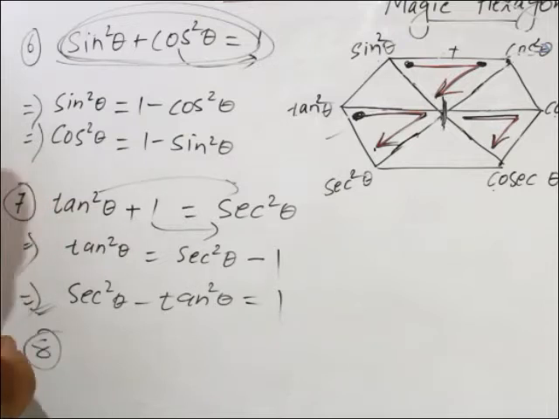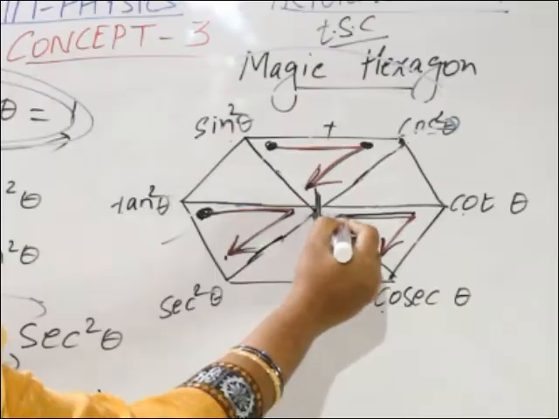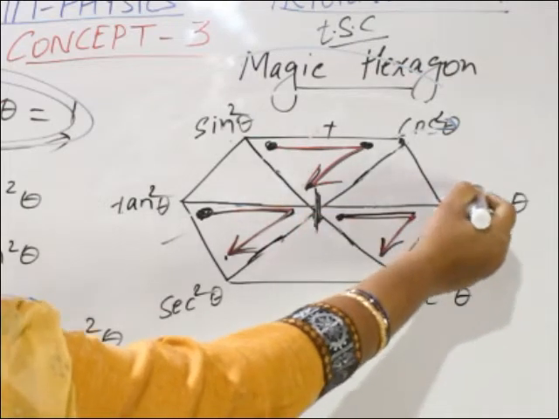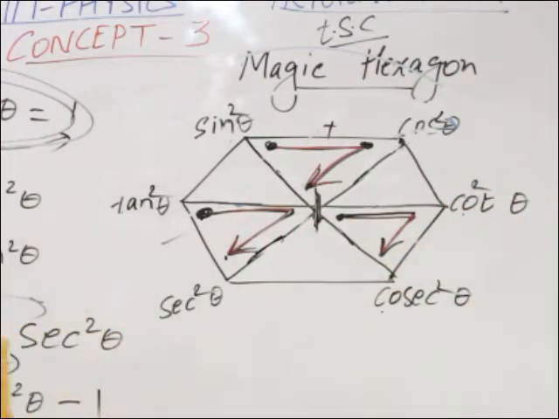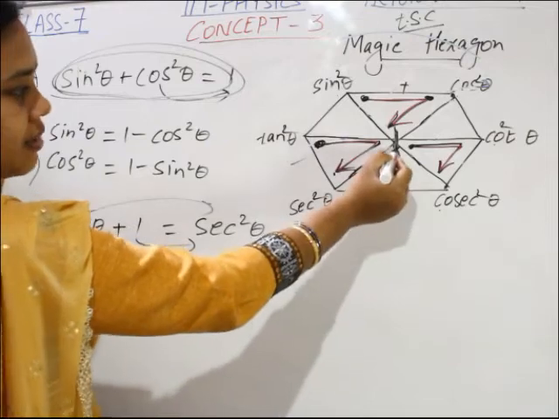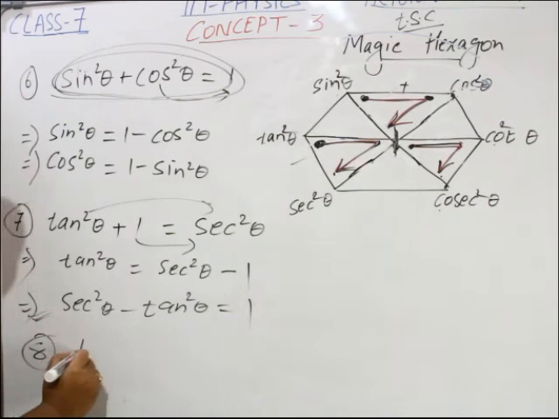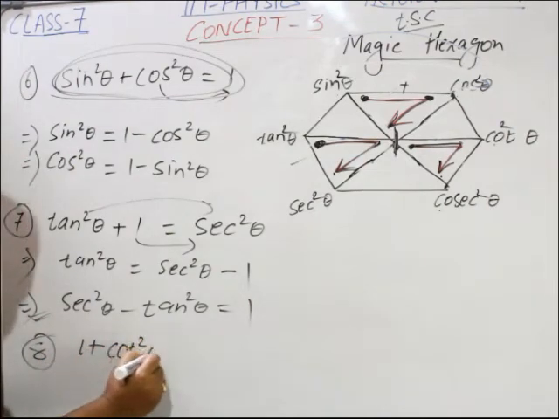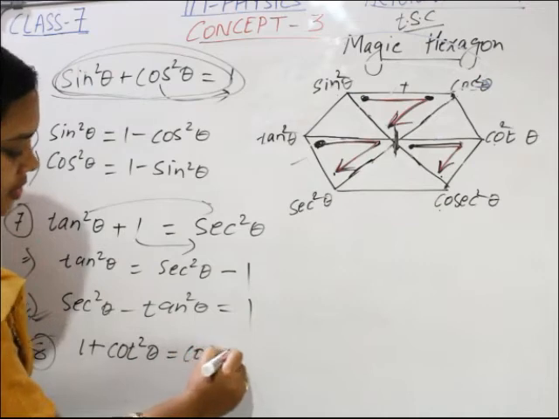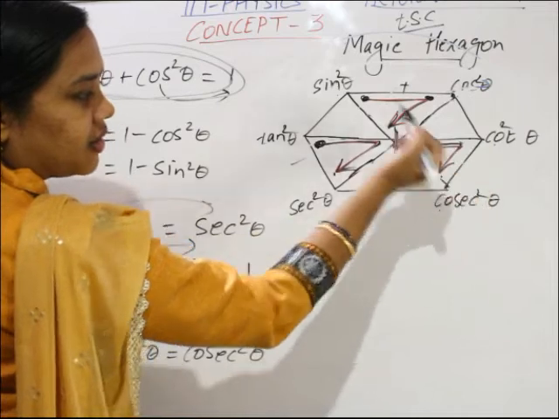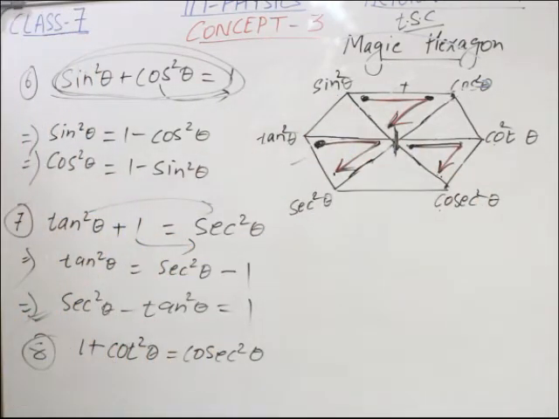8th identity. We are at the last identity. See the arrow mark, the starting point here. Means what is this? 1 plus cot square theta equal to cosec square theta. From this again 2 we will take.